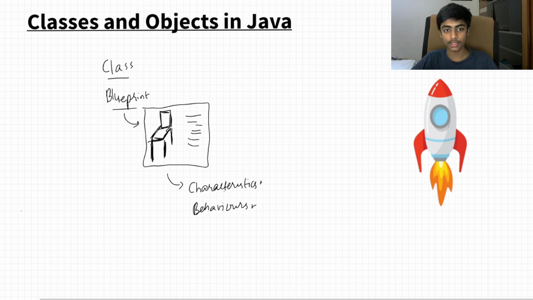So in this case, if I have my chair, my characteristics, I can give it a color, I can give it a height, I can give it a material. These are the characteristics for the chair. Then what are the behaviors? This is what the chair does, right? What is the function of the chair? That is the behavior of the chair. In this case, the function of the chair is just to sit on it, to get some rest.